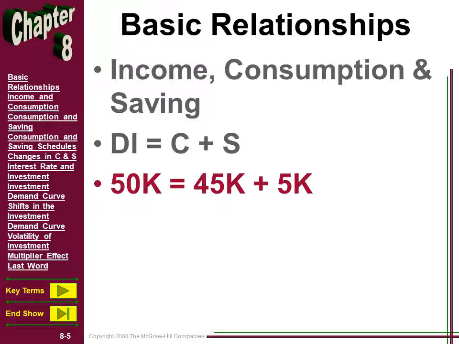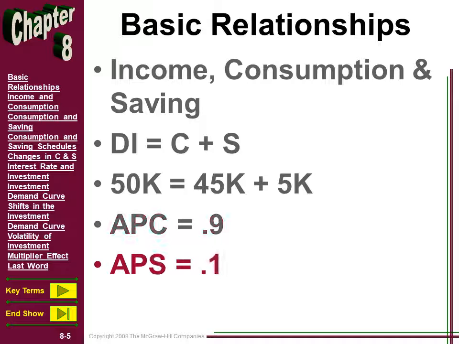As mentioned before, let's say a person makes $50,000, and let's say that they spend $45,000 and they save $5,000. Therefore, their average propensity to consume is 0.9, 45 over 50, or 90% of their income. And their average propensity to save is 0.1, 10%, 5,000 over 50,000.